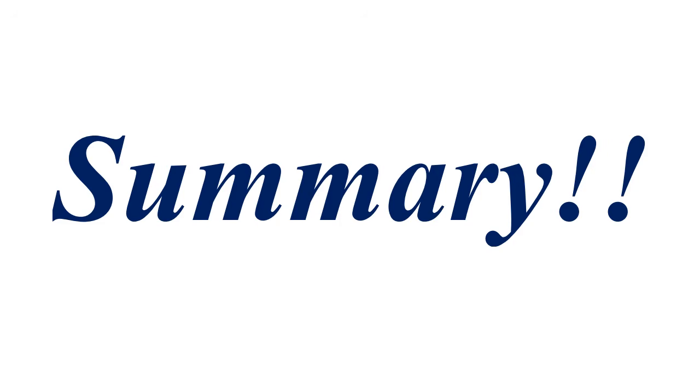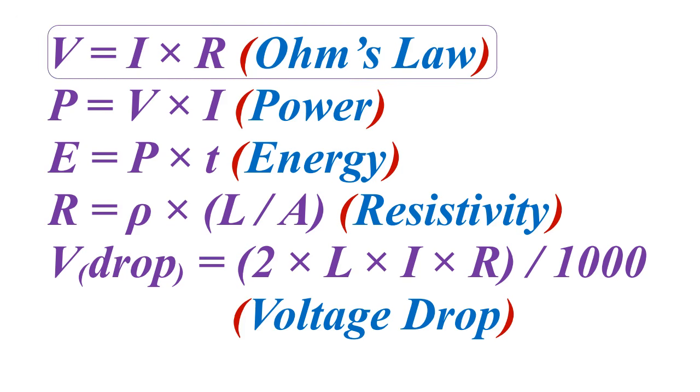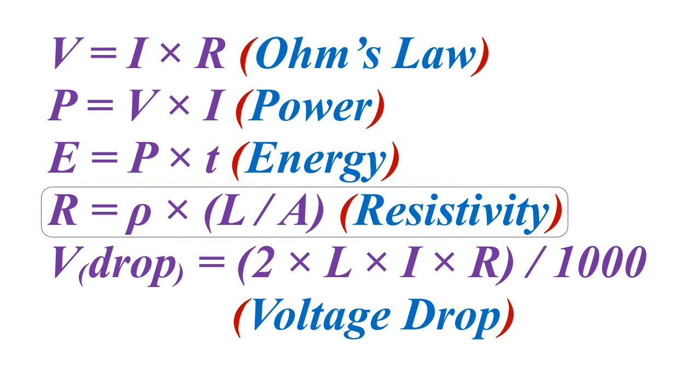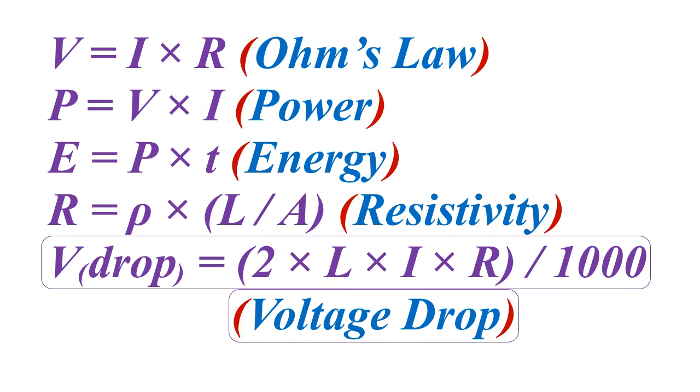Let's finalize the general formulas. The first one, V equals I multiplied by R, which is Ohm's law. The second, P equals V times I, which is the power formula. The third, E equals P times T, which is the energy formula. The fourth one, R equals rho times L over A, which is the resistivity formula. And the fifth one is VD equals 2 multiplied by L multiplied by I multiplied by R divided by 1000, which is the voltage drop.